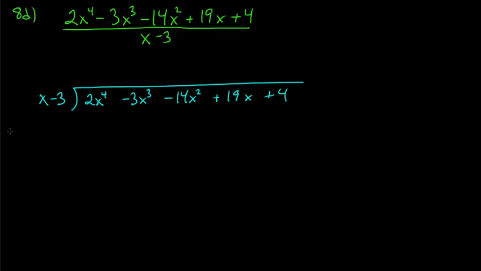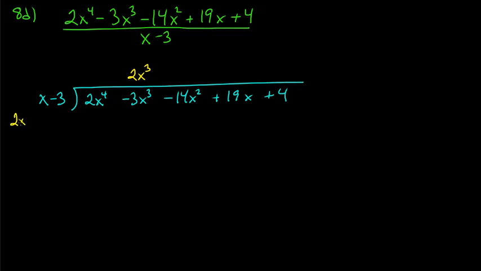Okay, so this is going to take a while. Let's just go step by step here. I'm going to try to do this slowly. So first you're going to divide 2x to the 4th by x. Well, that's just 2x cubed, right? Okay, and that's already the first term of the quotient.